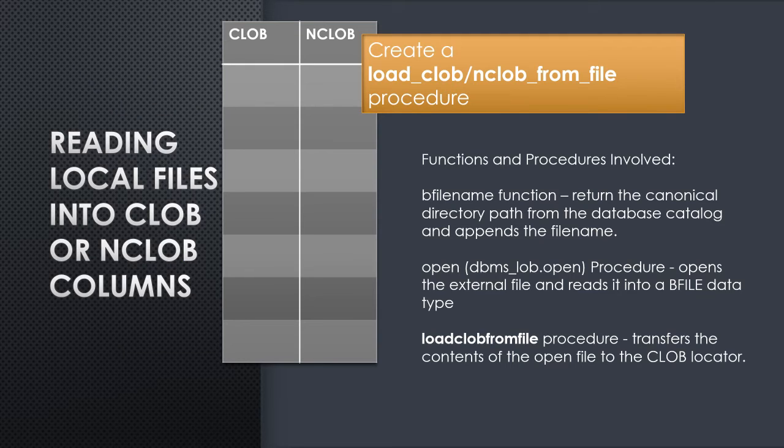So reading local files into the CLOB or NCLOB columns, you've got to work with a variety of functions and procedures. You're going to work with the BFILENAME function, returning the canonical directory path from the database catalog, and you're going to append the file name to it. You've got the open procedure, the DBMS_LOB open. It opens the external file and reads it into a BFILE data type. And then your load CLOB from file procedure transfers the contents of the open file to the CLOB locator.